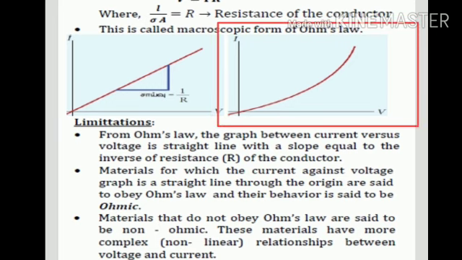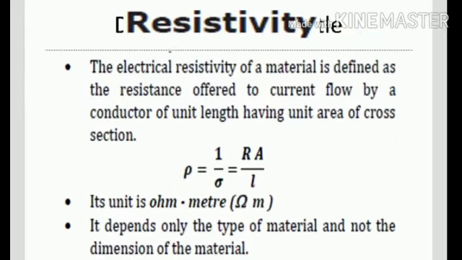This is given by the second graph. Next one is the definition for resistivity. The electrical resistivity of the material is defined as the resistance offered to current flow by the conductor of unit length having unit area of cross section, which can be written as rho is equal to 1 by sigma, which is equal to R into A divided by L. The unit for resistivity is ohm meter. It depends only on the type of material and not the dimension of the material.